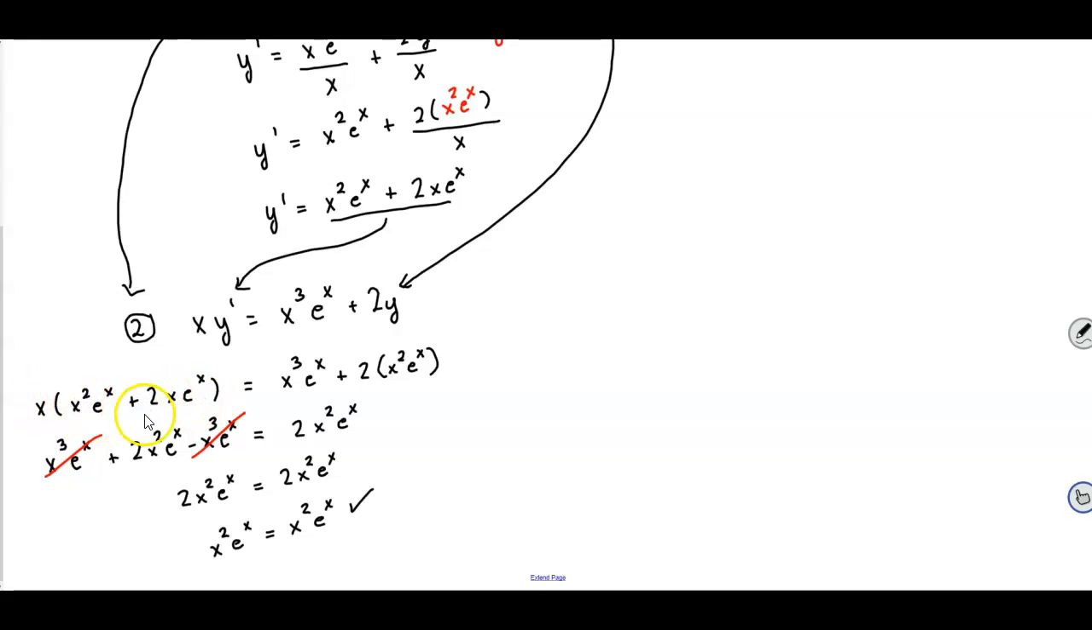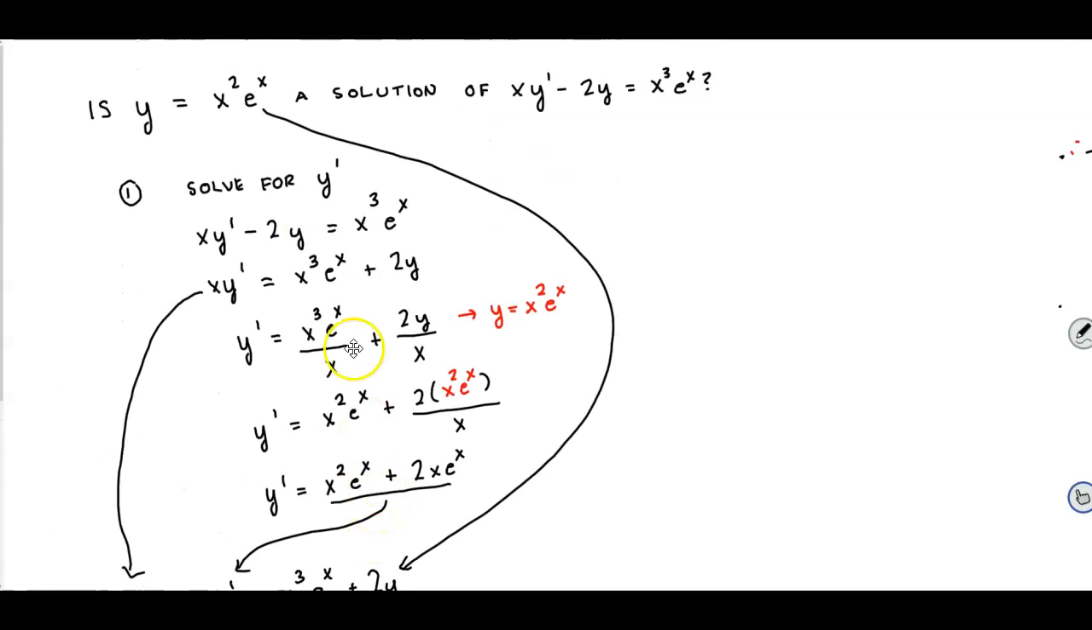So we're going to distribute the x. When we distribute the x and then subtract x cubed e to the x from both sides, we are able to then eliminate those two terms. So now we end up with 2x squared e to the x, which is equal to 2x squared e to the x. Divide both sides by 2. Regardless, they're both equal to each other, which tells us that this is a solution to the derivative function.